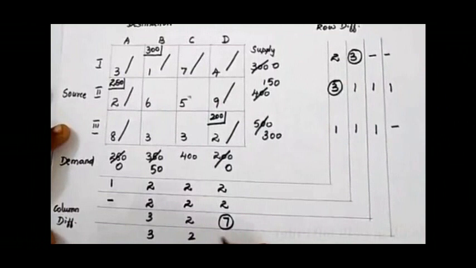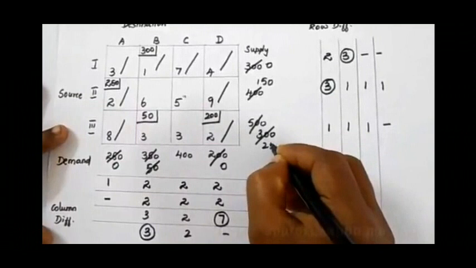Here the maximum number is again 3, so we allocate in the second column, which has the minimum among the remaining elements. 3 is the minimum number, so I will allocate 50, whatever is left in demand. Comparing with 300, 50 is the minimum value, and after allocating that 50, 250 will be left in supply, and demand becomes 0, and the entire column is eliminated.